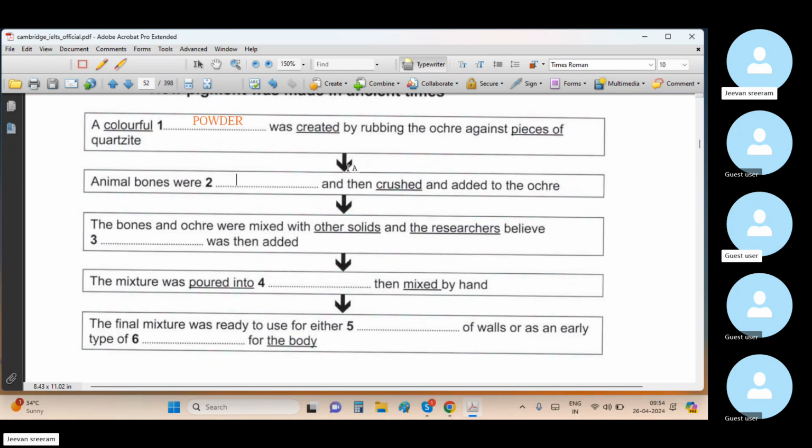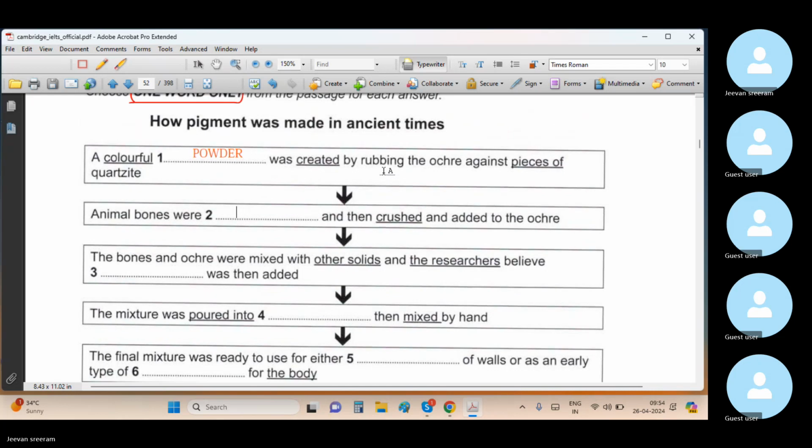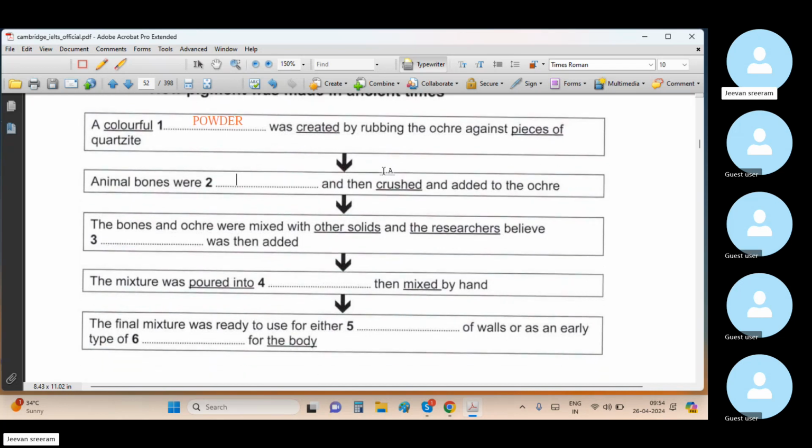Animal bones were dashed and then crushed and added to the ochre. Animal bones were... What happened to animal bones? What did they do with animal bones in the process of making pigments or colors, paints? Before crushing and before adding to the ochre, what had animal bones undergone? Somebody said it: heated. Yes, correct. Animal bones were heated and then crushed and added to the ochre.